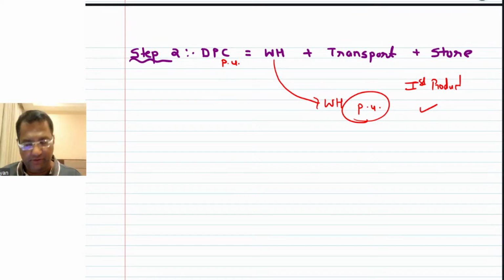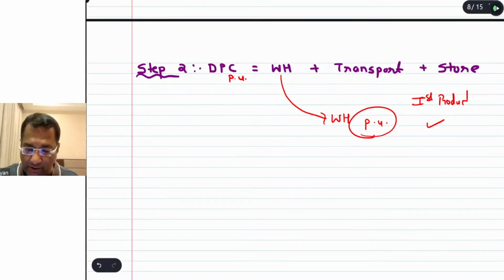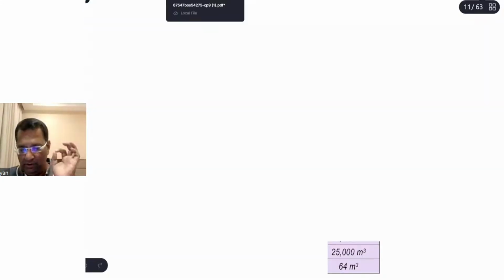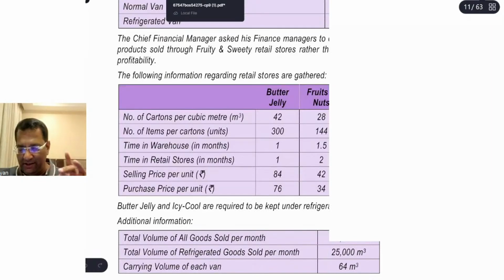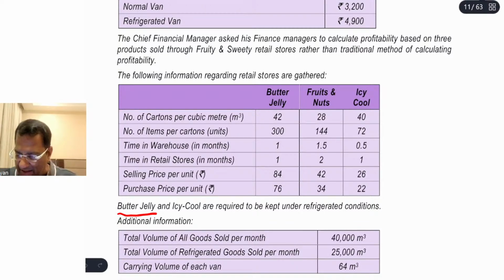Okay beta, let's start. See, what's the most important part? First of all you have to work on this: you have to bifurcate the cost into refrigerated and non-refrigerated product. You have three products: butter jelly, fruit and nut, and icy cool. And here it is mentioned that butter jelly and icy cool are required to be kept under refrigerated condition. It means fruit and nut is not required to be kept under refrigerated condition.